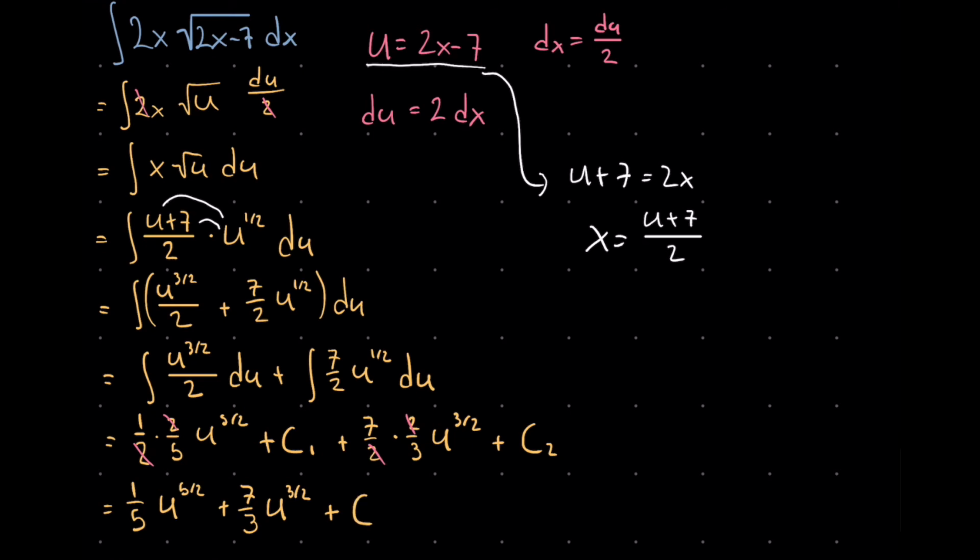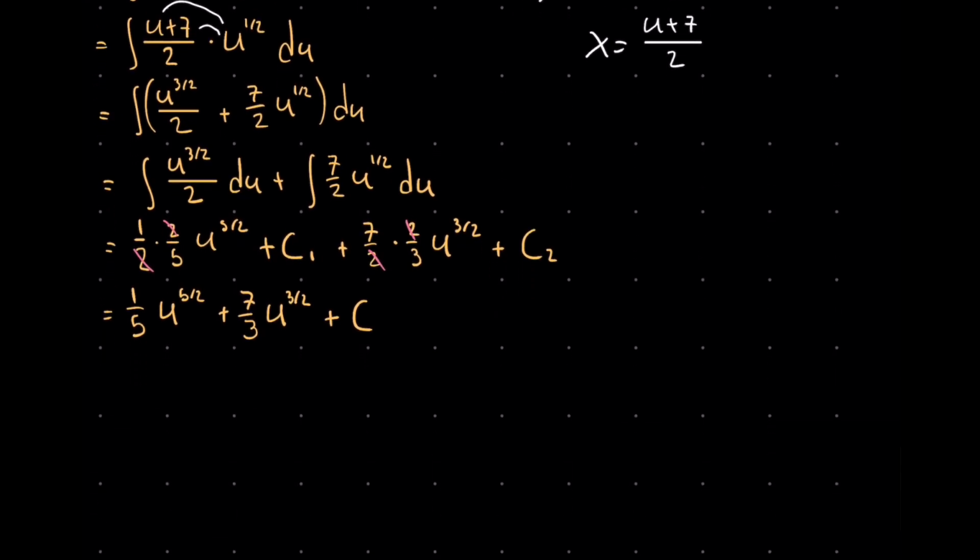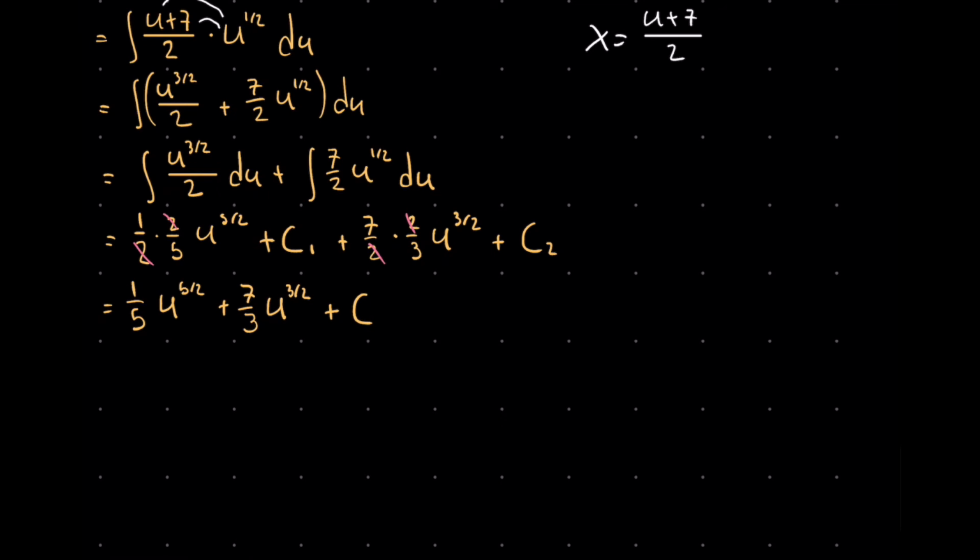Our last step is to take our initial expression, u equals 2x minus 7, and substitute that in for u here. We get that this is equal to 1 over 5 times 2x minus 7 to the power of 5 over 2, plus 7/3 times 2x minus 7 to the power of 3 over 2, and plus c.